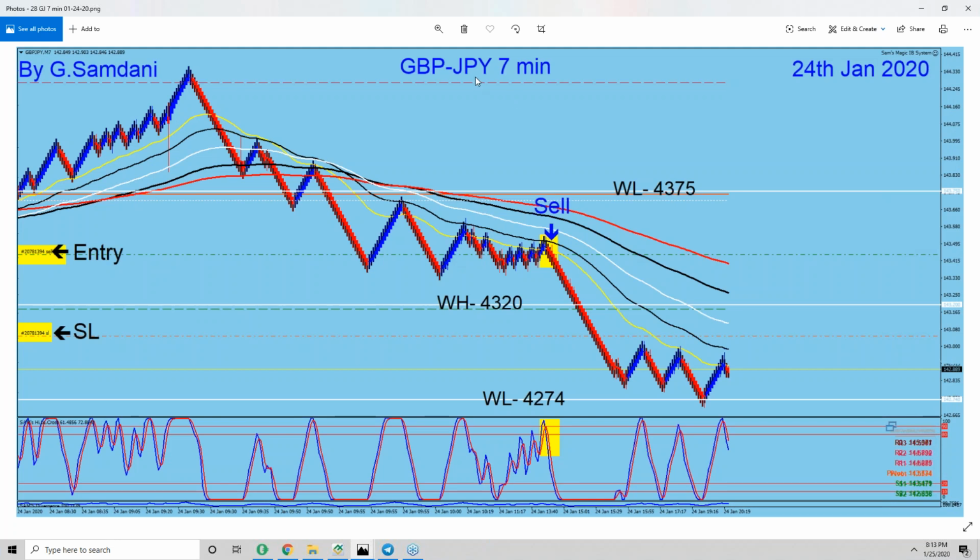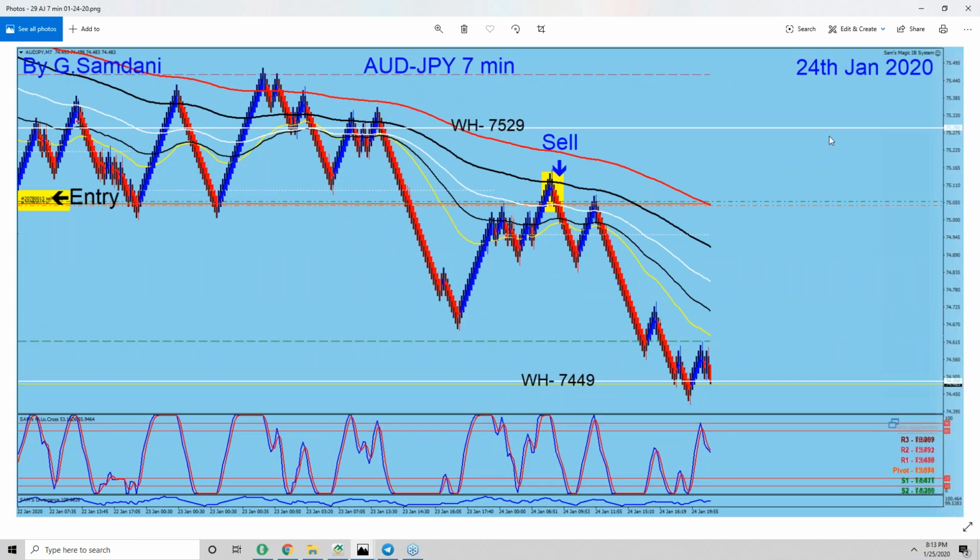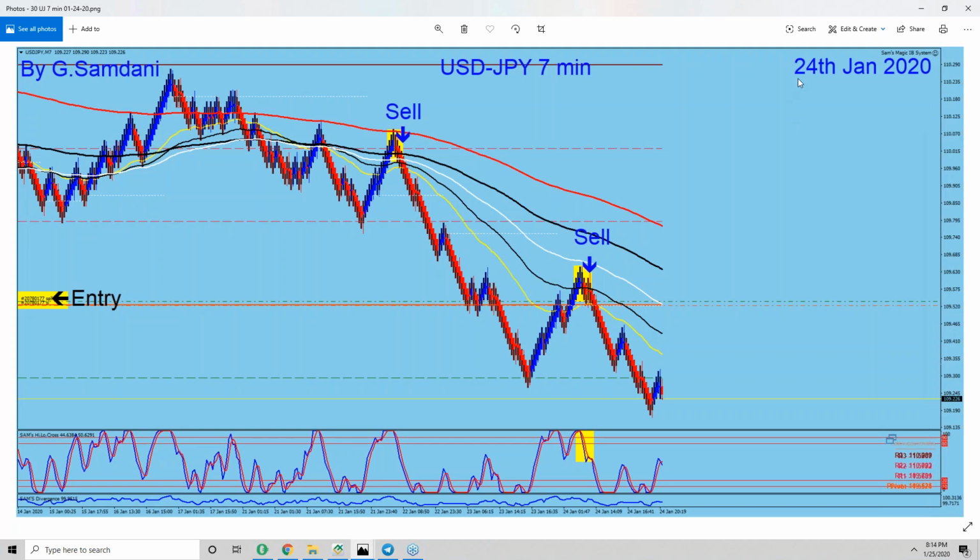Here, Pound Yen on the 24th now. This is a beautiful entry. You saw this was an entry before, and then this was an entry, and then this was an entry here. Let me see. On the 24th, Aussie Yen. That's another entry right here on the 24th. And there was another on the 24th, USD Yen. The first one I just showed you. It came down all the way, got out, went up, got in again. Okay. You can do this all day long if you learn the system.